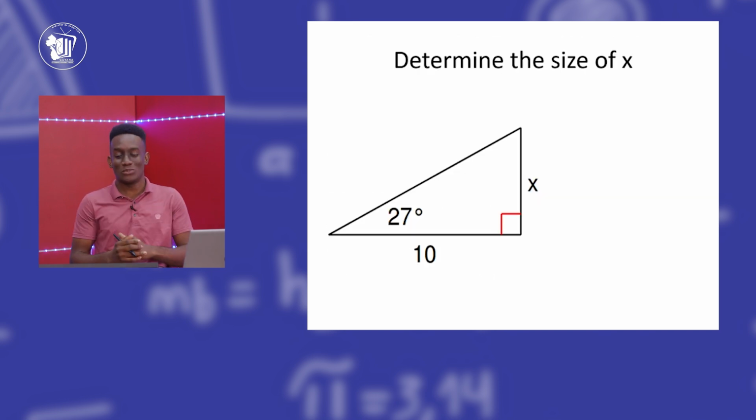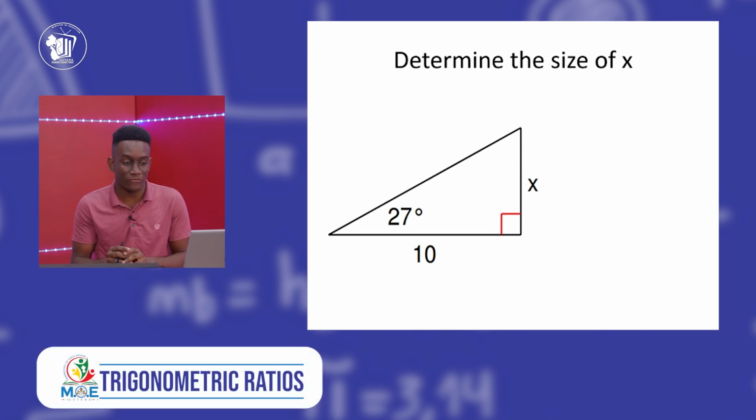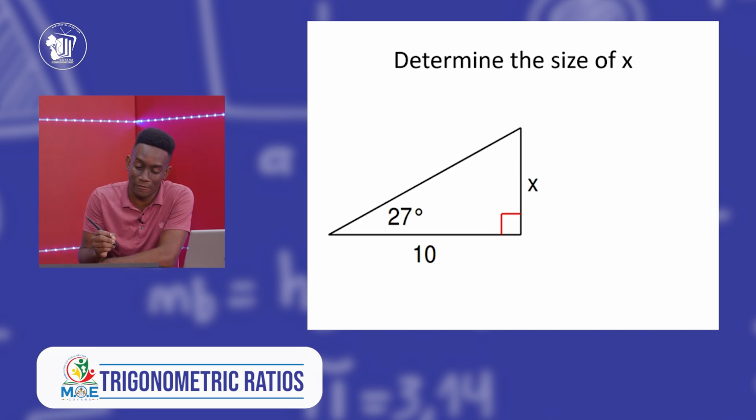So with all that, let's do an example. This one says, determine the size of x. So we see we are given two things. We are given an angle and a side. We want to find the size of x. So first things first, we identify what is given.